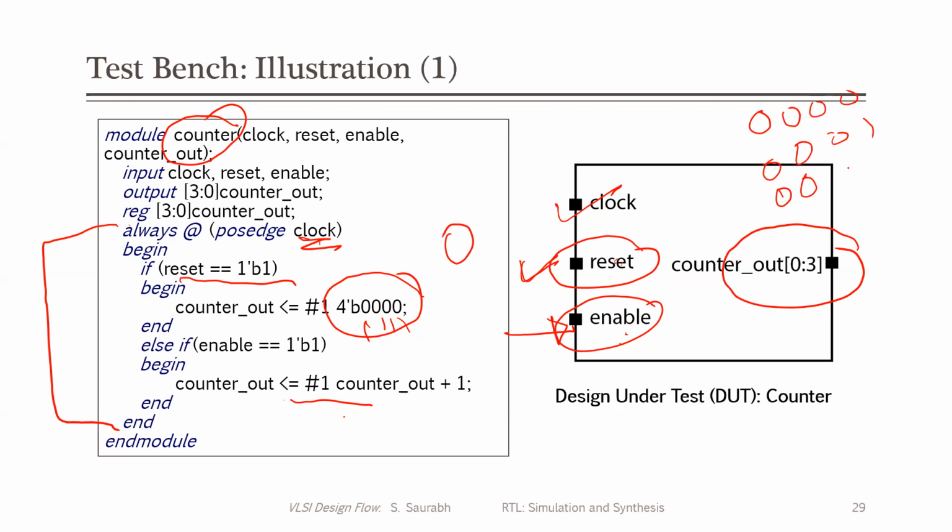0001 to 0010, and then to 0011, and so on. So this is how the simulation will progress. Sorry, the design will keep on counting.